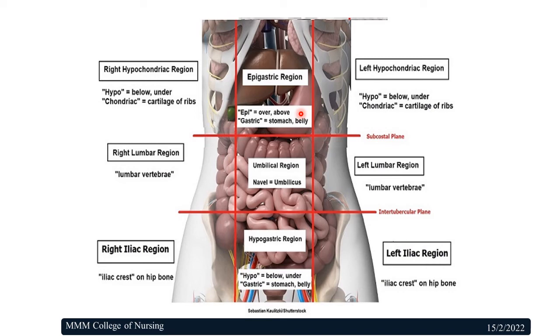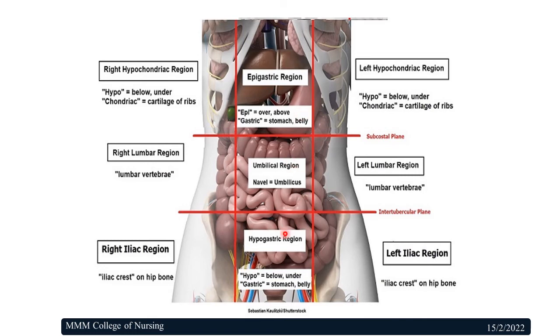The next region is the umbilical region. The umbilicus is otherwise called the navel. You would have seen earlier that this is the intersection area of the 4 quadrants. And here the umbilicus makes the region which is the middle area among the 9 regions.